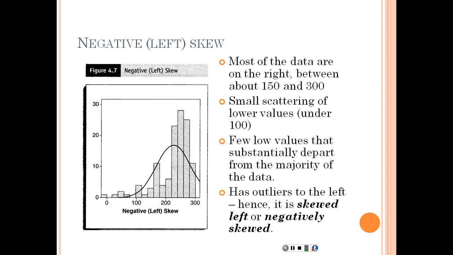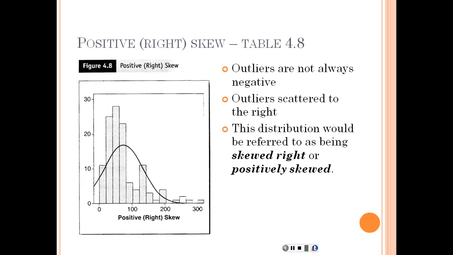So outliers are not always negative though. So let's look at this next histogram. This next histogram is actually a mirror image of our last histogram. Now these outliers are scattered to the right here. So this distribution would be referred to as right skewed, skewed right, or positively skewed.